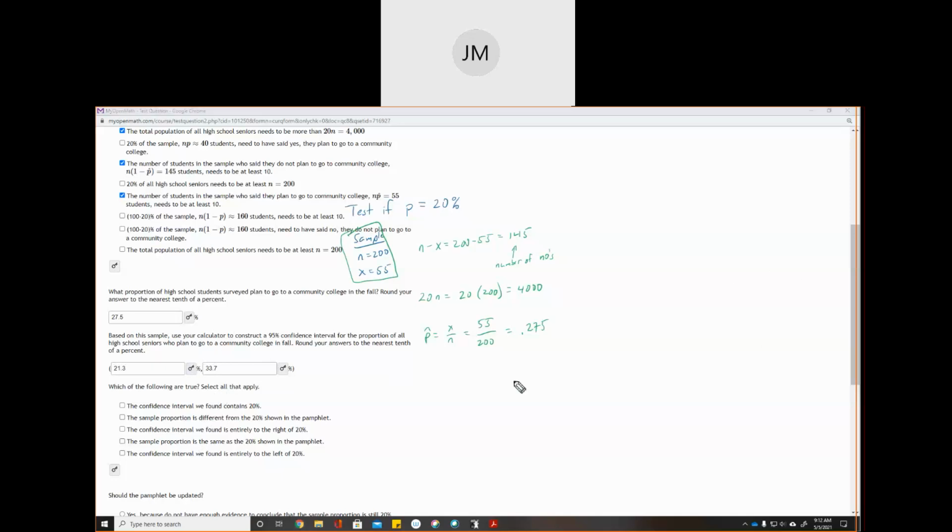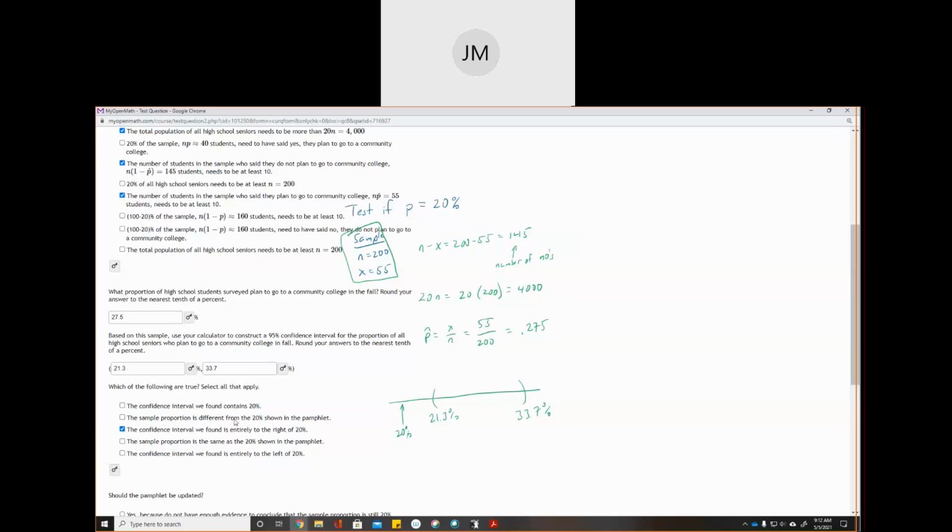And if I were to draw this out, my confidence interval goes from 21.3% to 33.7%. 20% is over here. It's smaller than 21%. So the confidence interval is entirely to the right of my 20%. Let's check and see if there are any other true statements here. So the confidence interval contains 20%, that's false.